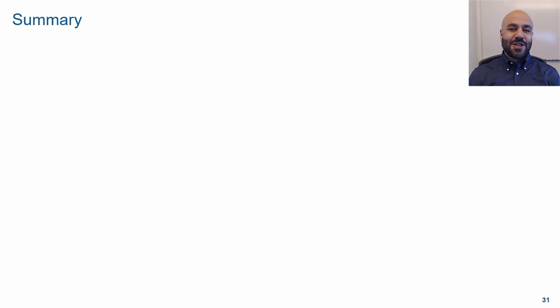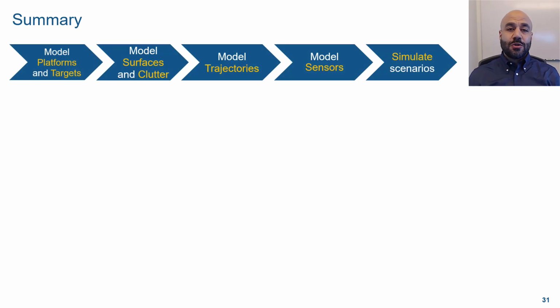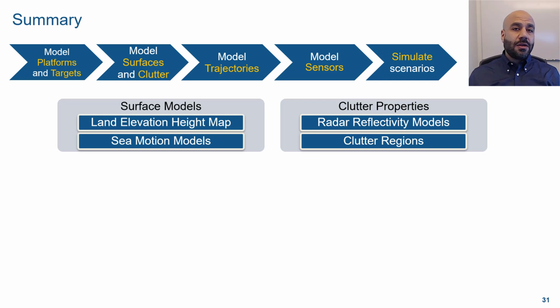Okay, now in summary, we looked at the workflow that we can use to author scenarios and simulate the radar scenario that we have authored. For modeling surfaces and clutter, we went over 2 different steps that we take. For land surfaces, we model the elevation height map. For sea surfaces, we model a sea motion. And we have a list of available radar reflectivity models for both land and sea surfaces, beside the ability for you to bring in your own radar reflectivity models.